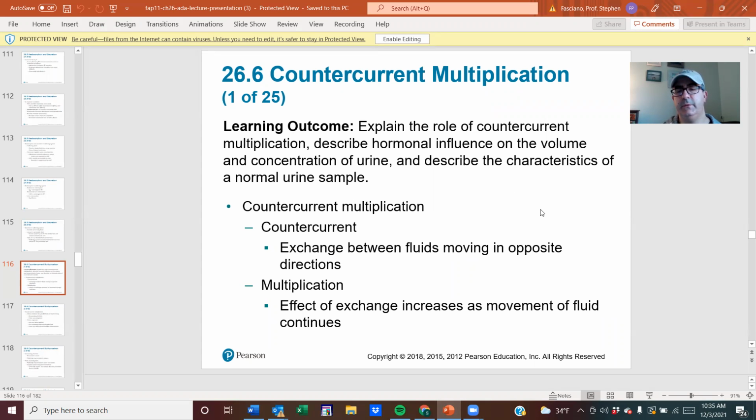Countercurrent means there's exchange between fluids moving in opposite directions. So there's an exchange between the fluid in the nephron and what is around the nephron, which is called the peritubular fluid. And that exchange causes an effect within the peritubular fluid, which is in the renal medulla, to cause this difference in salt concentration.